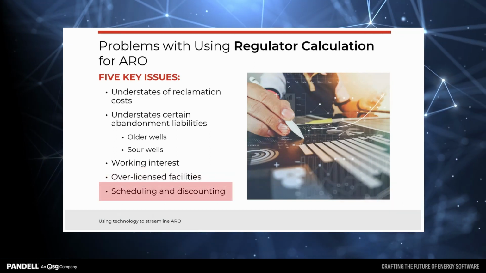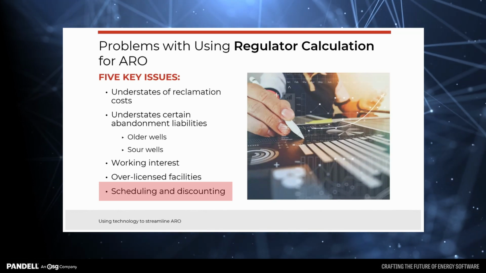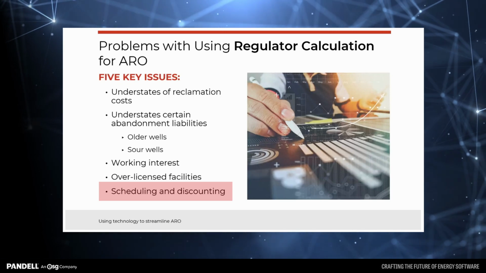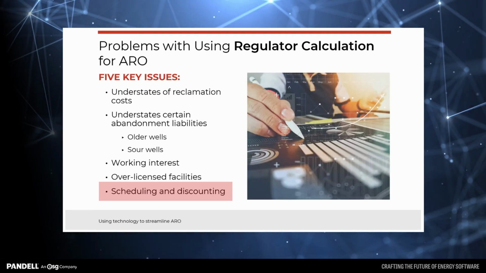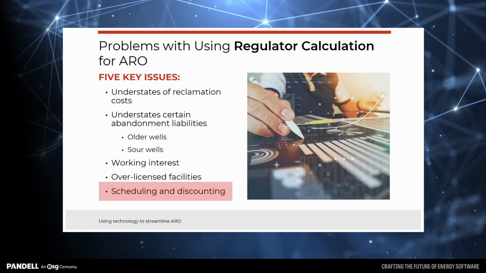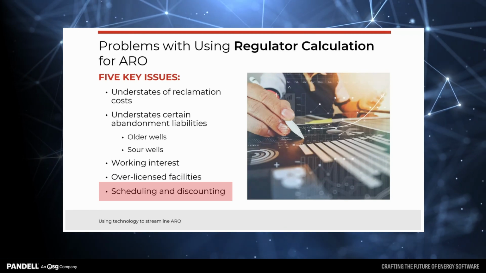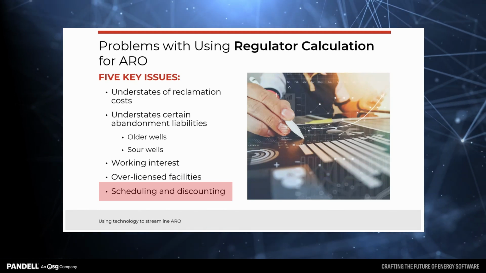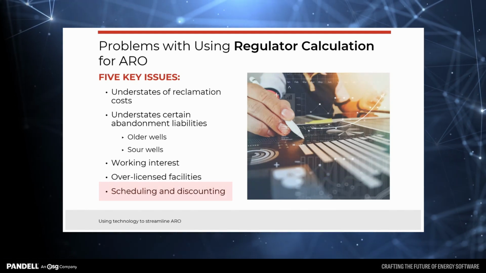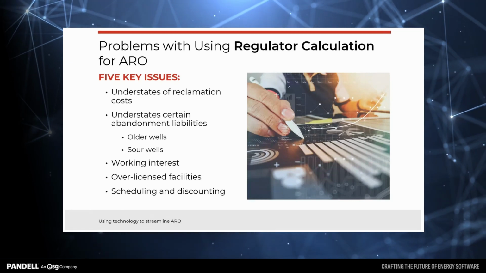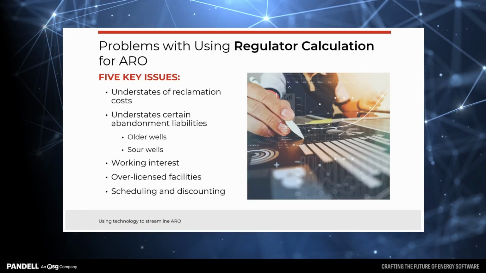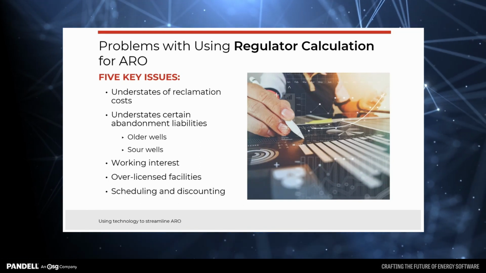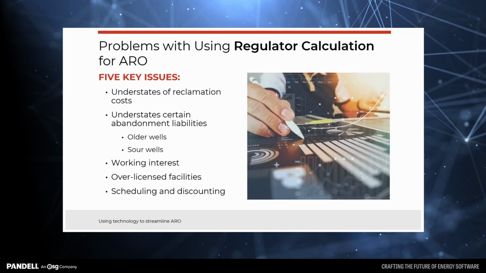And then there's scheduling and discounting challenges. ARO calculations typically involve discounting future cash flow to present value based on the expected timing of abandonment and reclamation activities. The AER uses a very opaque crossover date to mock up a financial liability. That's one of the issues with Directive 88 that we've come across. So in conclusion, utilizing the AER method for ARO calculations can lead to underestimation of reclamation costs and potential under or overestimation of abandonment liabilities.